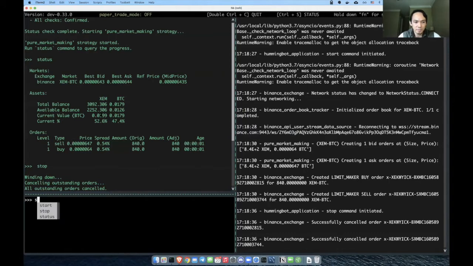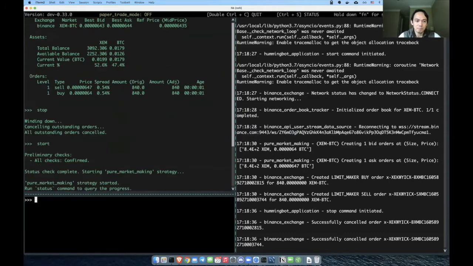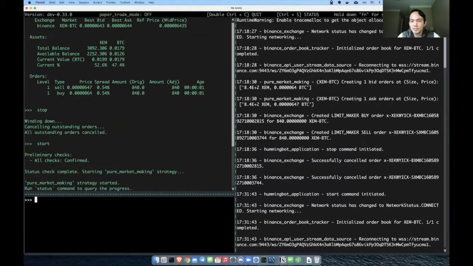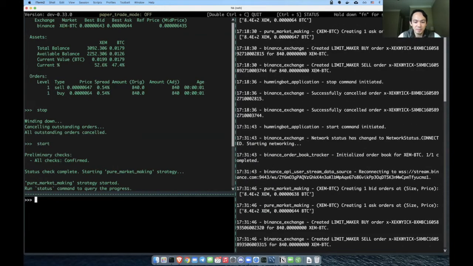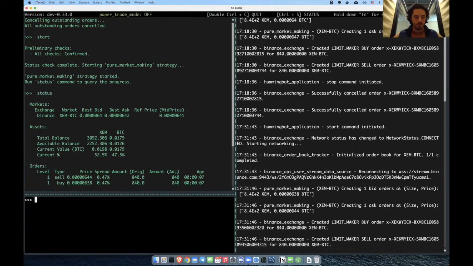So I'll just start it up. Here's just a test Zen BTC bot. I've just started it, so now it's placing orders. If I hit status, and let me know if you can see the screen. Yeah. Okay, cool. So you can see right now by default setting, it has one order on each side.